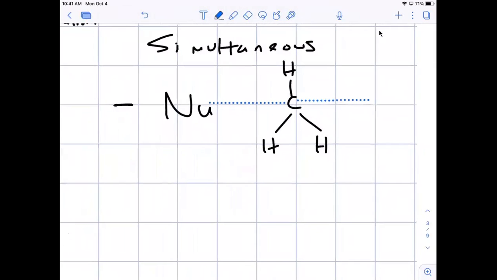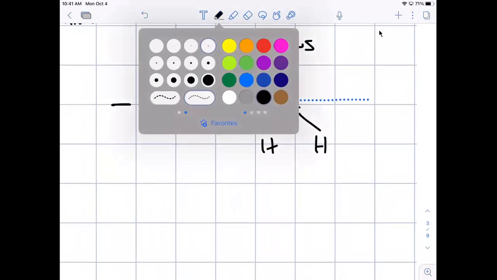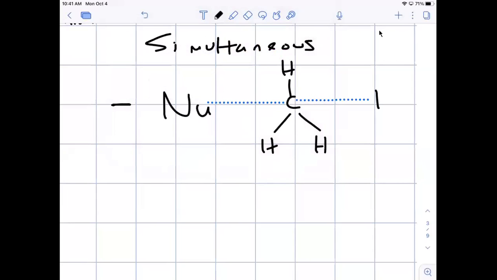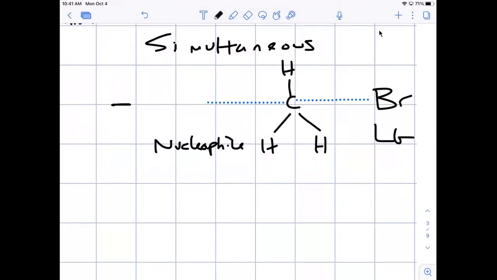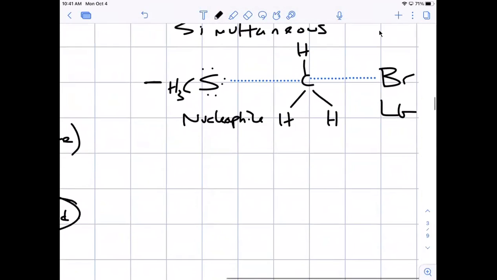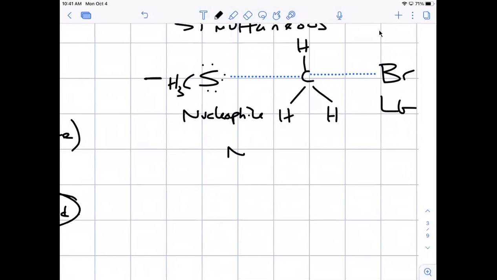All right, so here's my substrate. And then I'm going to put a bromine here. Here's my leaving group. Here's my nucleophile. Let me just use the same one. All of this is happening at the same time. So the nucleophile is attacking.